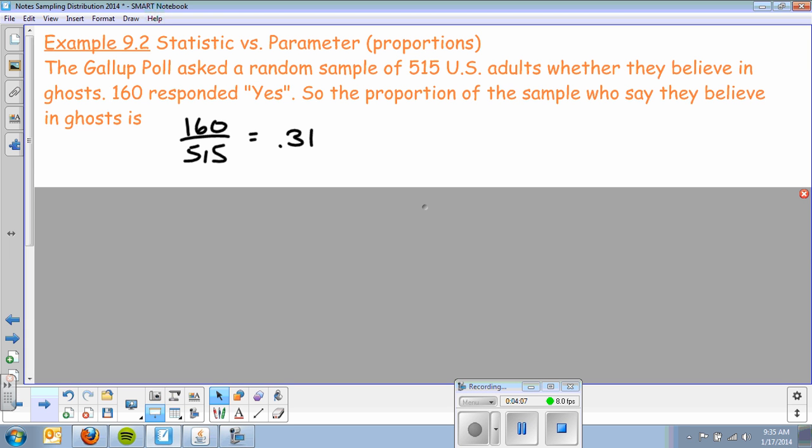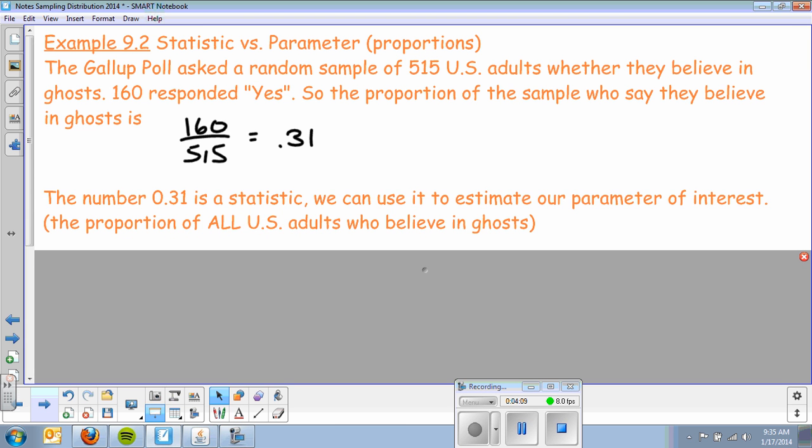Because that number was calculated from the sample, it is a statistic. So 0.31 is a statistic, and we're going to use that to estimate our parameter of interest, the proportion of all U.S.